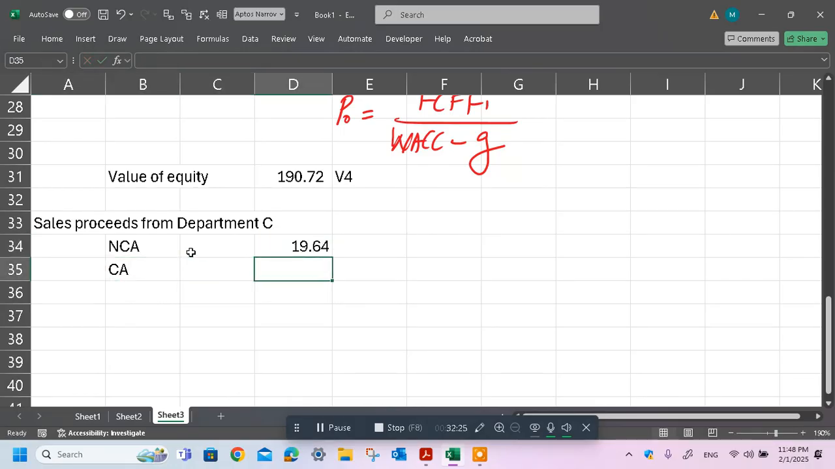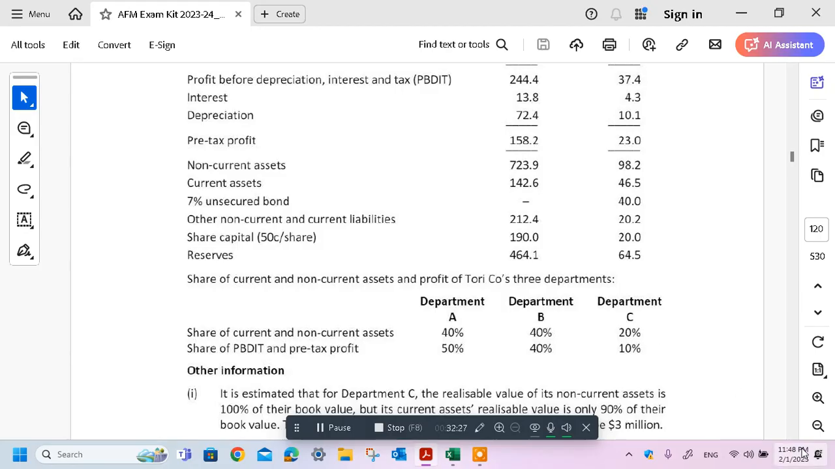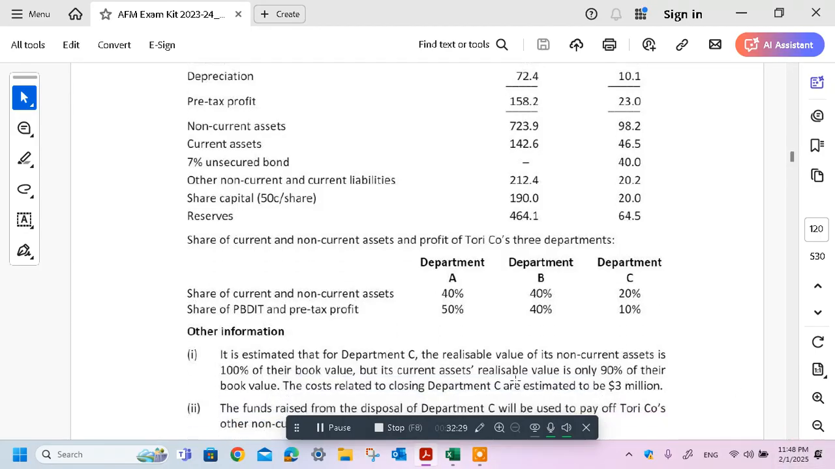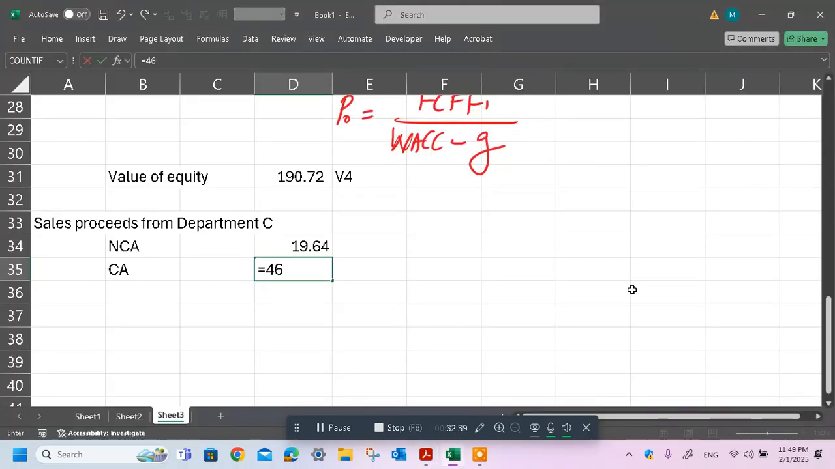Current assets. What do they say about current assets? Current assets realizable value is only 90% of their book value. Okay. 46.5 is the company's current assets. 20% is from Department C. 46.5 into 20%. This is Department C's current assets. When you sell them, you get only 90%. Right.